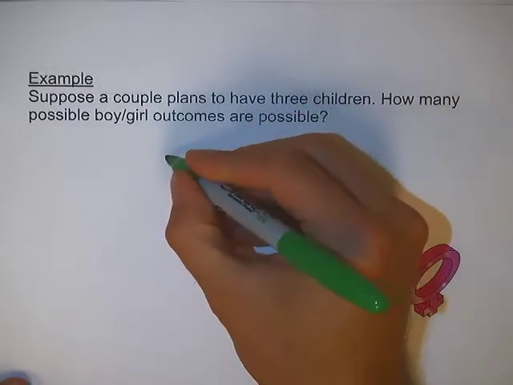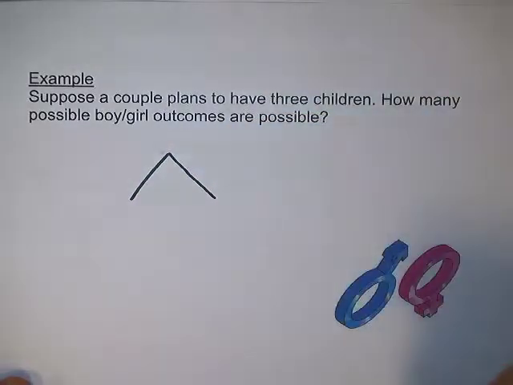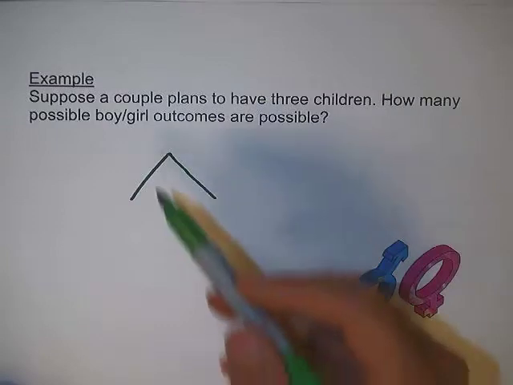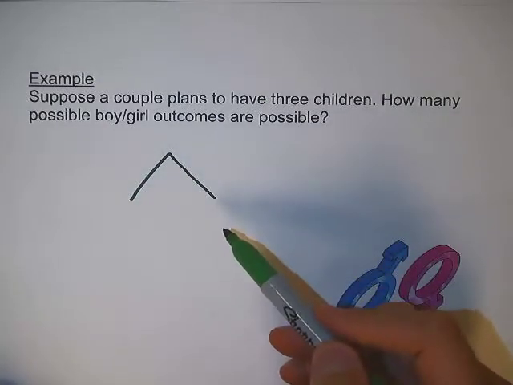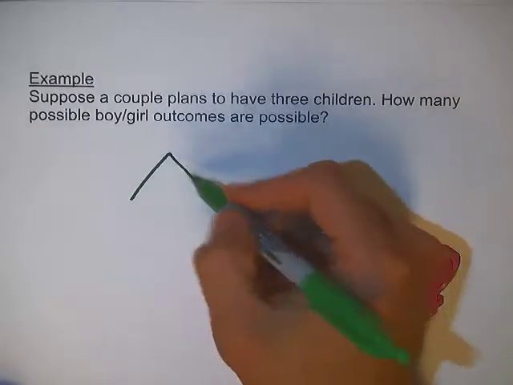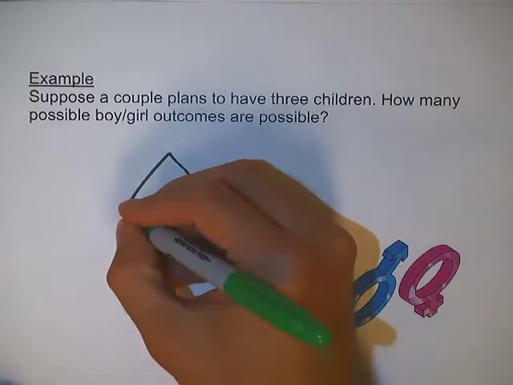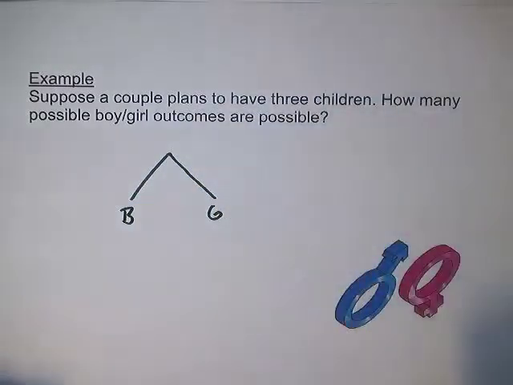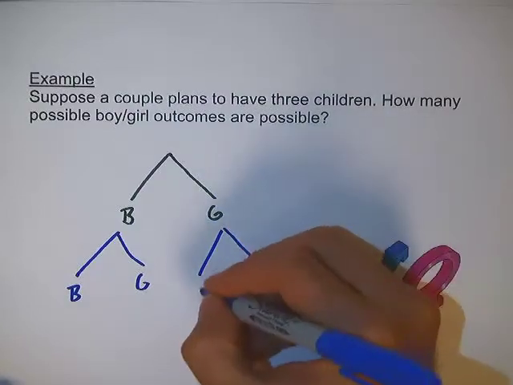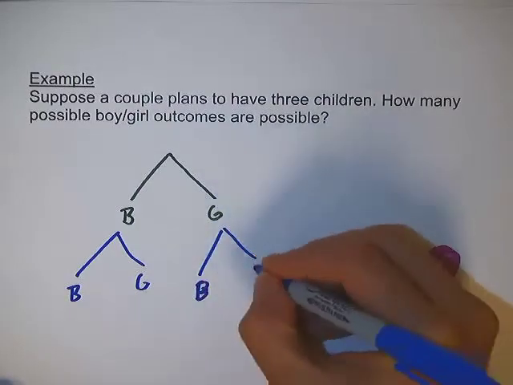Let's start by looking at the tree diagram. A tree diagram is always going to start up here at the top at a node, and then it's going to branch off into the different possible outcomes. The first set of branches represents the first child. So the first child could either be a boy or a girl. Now the second level of the tree diagram will represent the second child. Again, we'd have boy, girl, boy, girl.